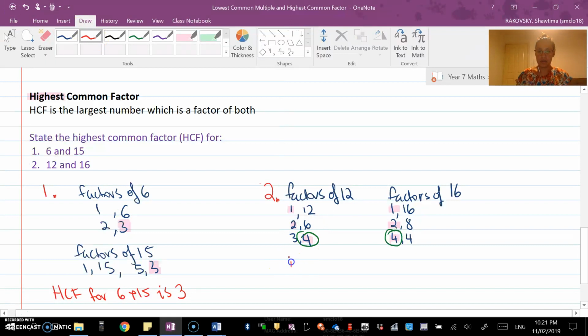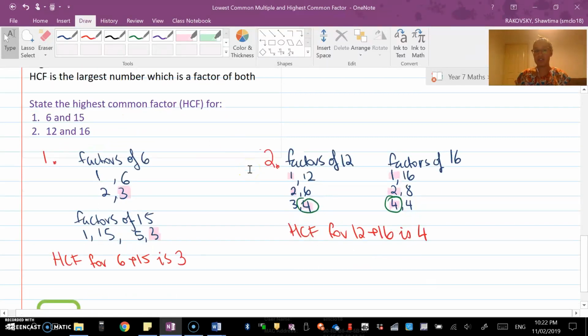So writing that down, we've identified it. Just make sure that when we are looking for the highest, there can be several common factors. However, we're looking for the highest one when we see the HCF, or highest common factor.